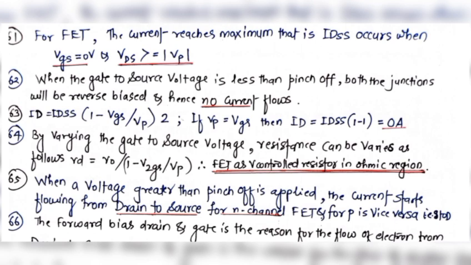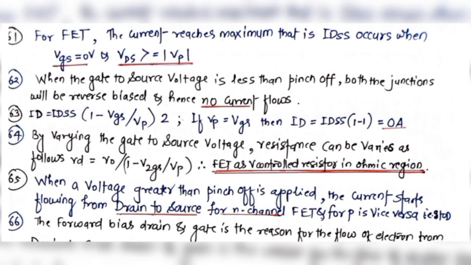By varying the gate-to-source voltage, resistance can be varied as follows: Rd is equal to R0 upon 1 minus VGS upon Vp. Therefore, the FET acts as a voltage-controlled resistor in the ohmic region.